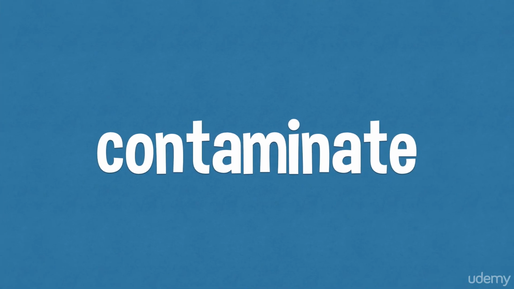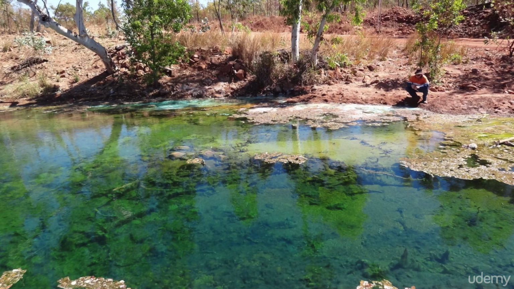Here's the next word, contaminate. If something is contaminated, it becomes dirty or harmful or even dangerous, like this water here. This water is contaminated, maybe by chemicals from a factory. Things can be contaminated by oil, dirt, chemicals, even radiation.